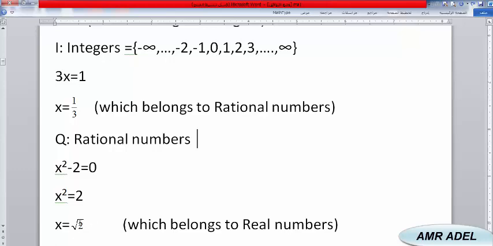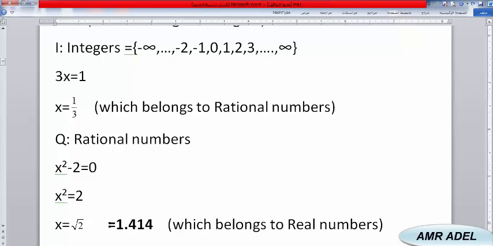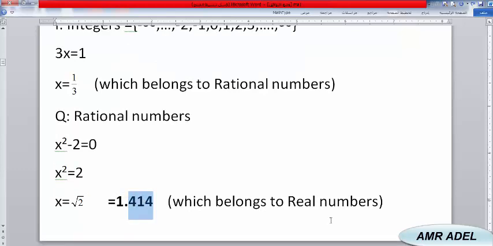All the roots. If we have any number under the root, and the result of this square root is, for example, in a calculator, 1.414. So look at this number, which is very long. Now this number is a real number.